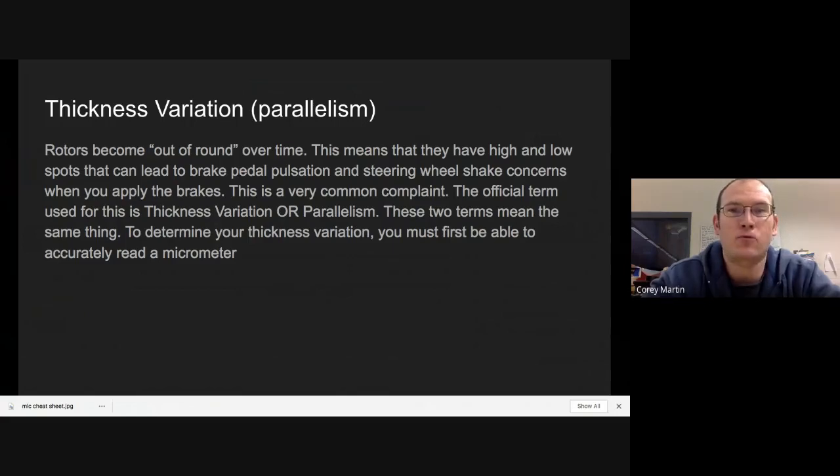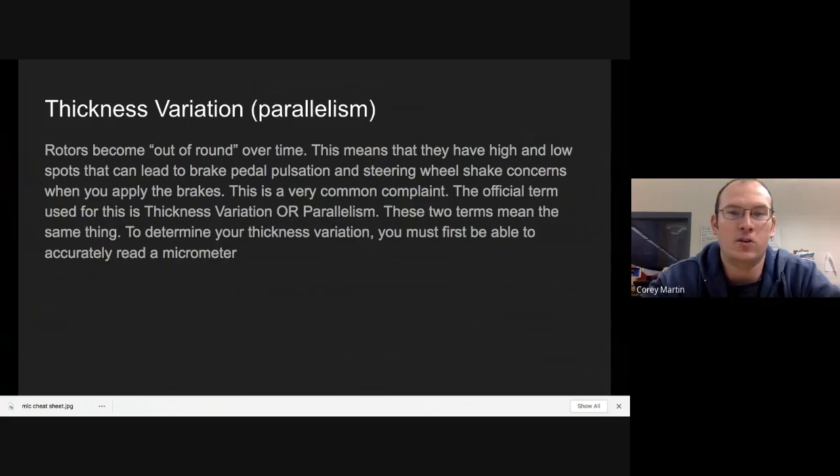Rotors become out of round over time. That's the term that I often will use. Rotors get extremely hot, then they get extremely cool. So what this means is that they have high and low spots, and this can lead to a common concern of brake pedal pulsation or steering wheel shake when the driver steps on the brakes. Very, very common complaint. The official term that is used to describe this in any text standard or textbook is going to be thickness variation or parallelism.